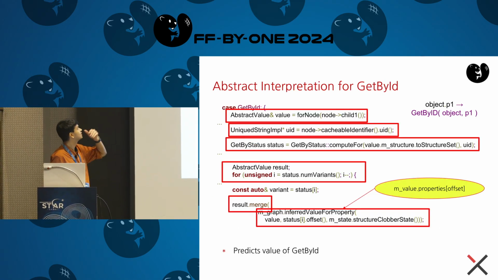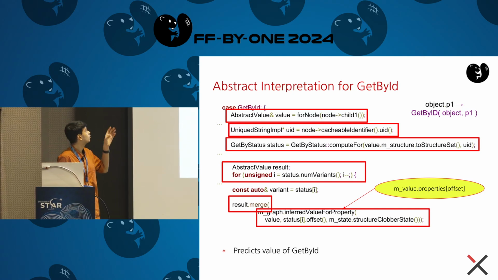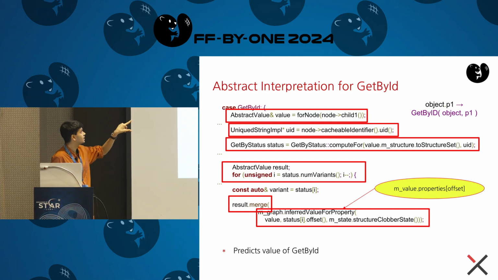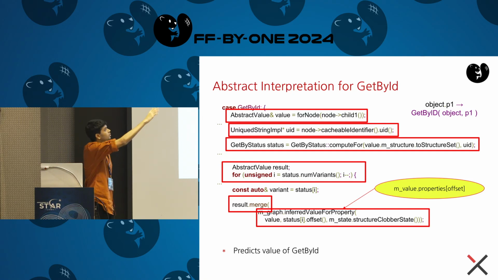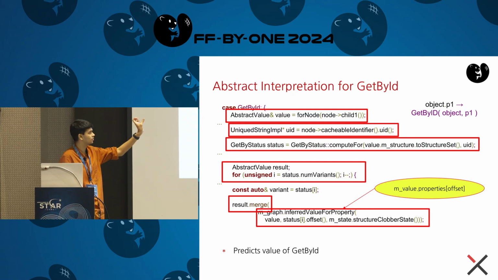Speaking of abstract values, let's actually look at some buggy C++ code. So this is the code for abstract interpretation of get by ID. What is get by ID? Let's say we have an object.p1 access. Then the get by ID is an opcode, the DFG opcode, that signifies that property access. So first we fetch the abstract value of object, then we fetch the P1 as a string implementation, we fetch that.